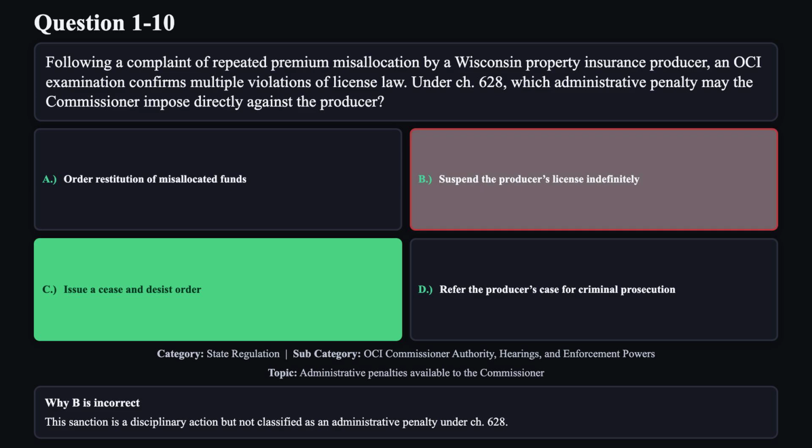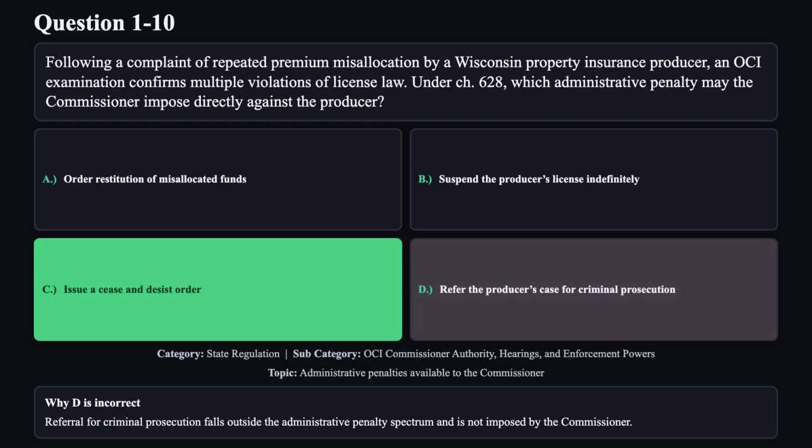Reason B is not correct. This sanction is a disciplinary action but not classified as an administrative penalty under WAC 628. Reason D is not correct. Referral for criminal prosecution falls outside the administrative penalty spectrum and is not imposed by the Commissioner.